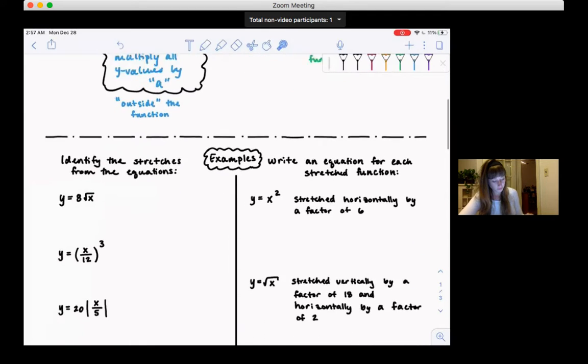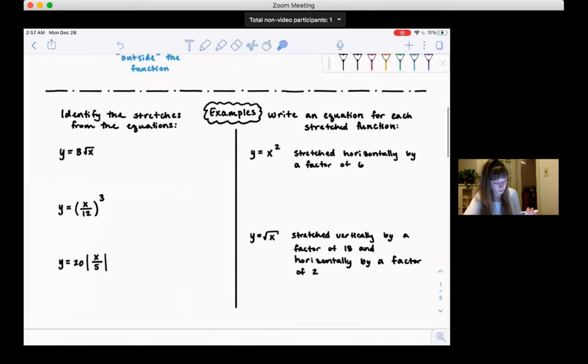Okay, so let's go through the routine. We're going to look at some equations, and then we're going to look at some graphs. So first, let's just identify the stretches. So for the first equation, we have a stretch that's outside. So that means it's a vertical stretch. And it's by a factor of 8. So we would multiply all the y values by 8 to do this stretch.